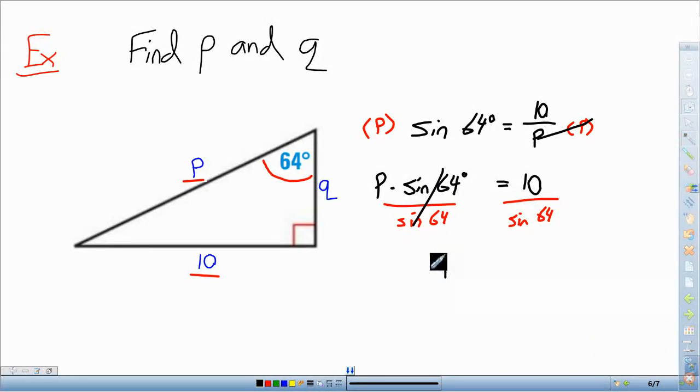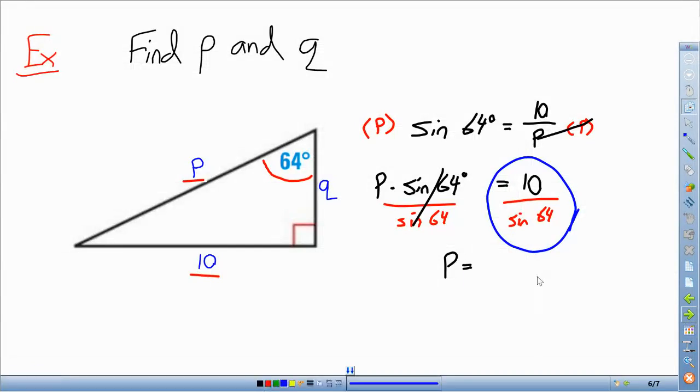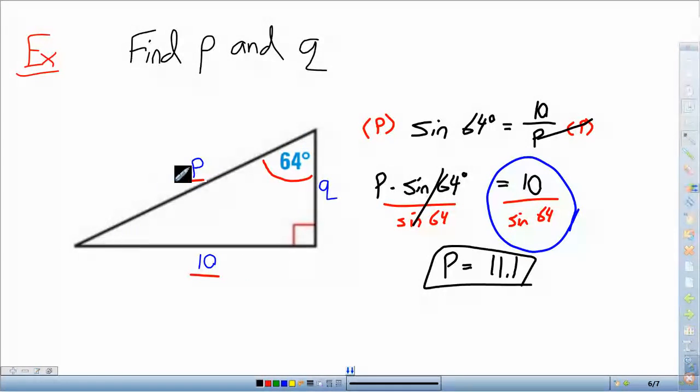All right, so they're gone. We got P by itself. Last thing, just type that into your calculator, 10 divided by sine 64. That gives me 11.12, which means that 1 is going to stay a 1, so 11.1. Just real quick, that's our hypotenuse. It is longer than the long leg. It should be, so it's looking good so far.